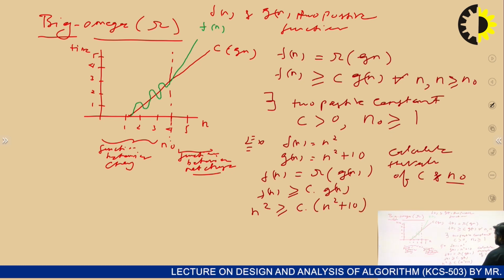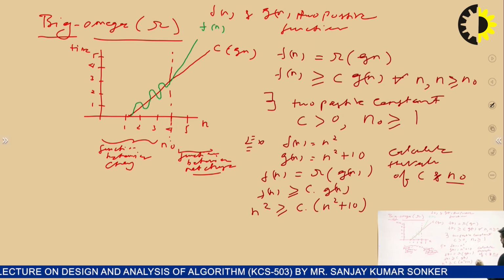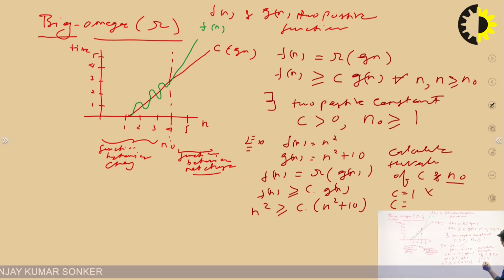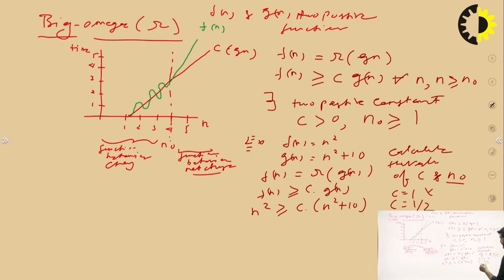Now how is this function less? If we take a value of 1, c equal to 1, it's not less than, it's equal but not less than. Now we check c equal to 1 by 2. Yes, with c equal to 1 by 2, this g of n is less than f of n. So observe it, n square is greater than or equal to half of n square plus 10.